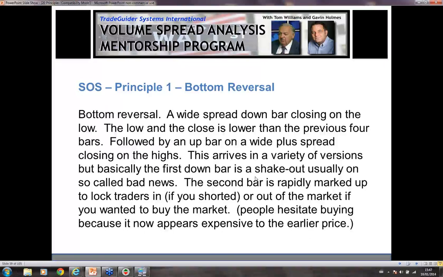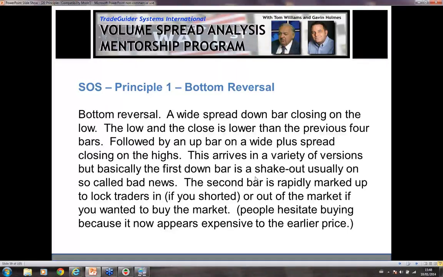Now, when you have a downtrend behind you, as you'll see, and suddenly the market sees a bottom reversal, this is very often enough to change the trend. So a bottom reversal is a widespread down bar closing on the low. So the first bar has a wide range to it or spread and closes down near the bottom. The low and the close is lower than the previous 4 bars. Then the next bar is an up bar, which means the price has closed higher than the previous bar. But again, it's going to be on a wide spread, usually a very wide spread, but it's going to close up near the high.